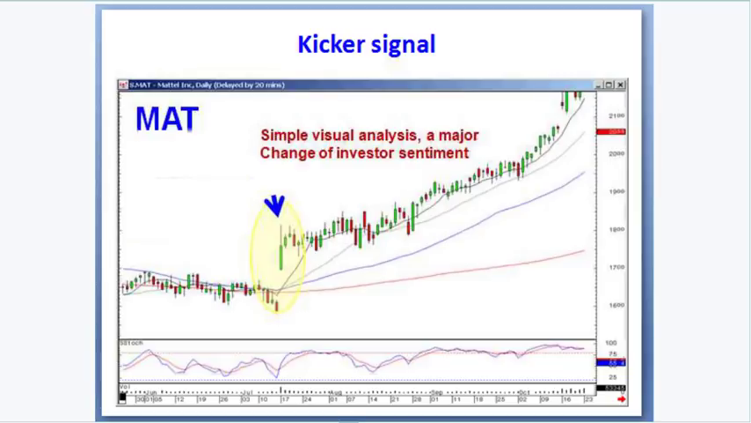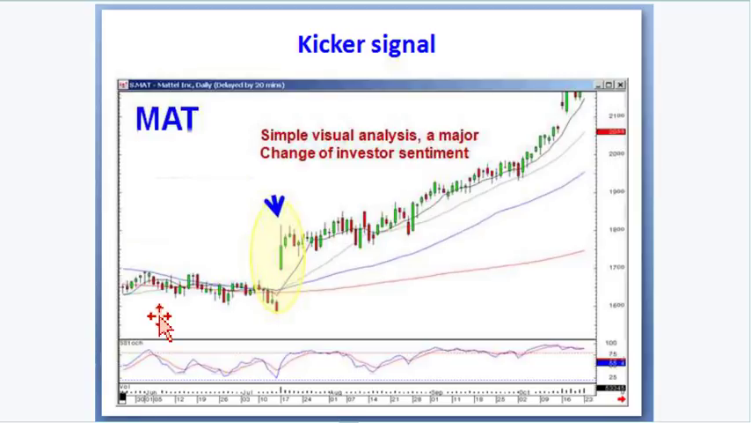Is it still a kicker if it gaps up off of an up day the day before? Oh, no. A kicker signal is a down day, a dark candle, and then they open it above the previous day's open and go positive. If this was a green candle, it would just be a gap up from a buy signal.